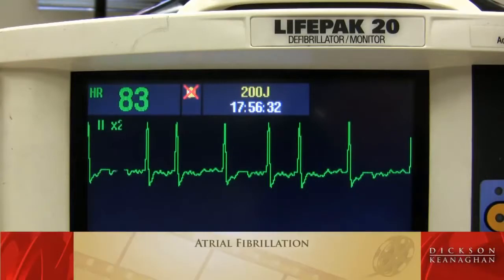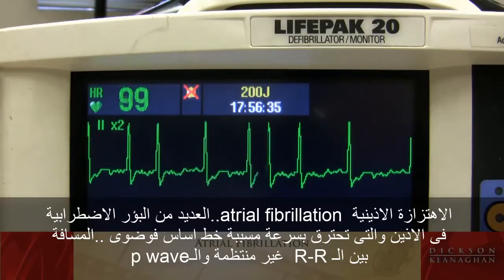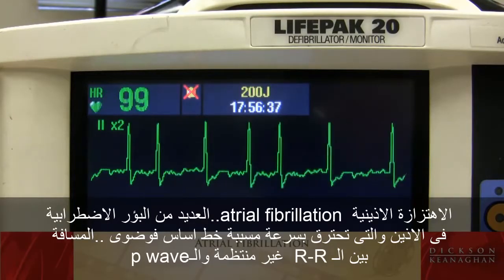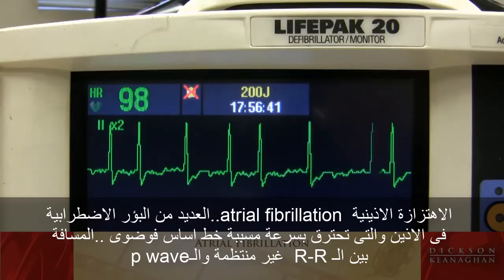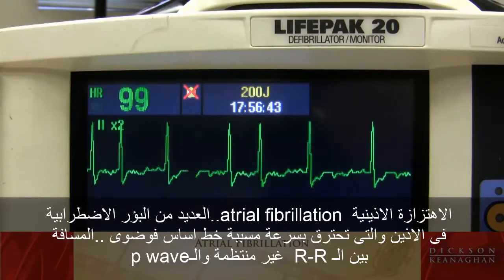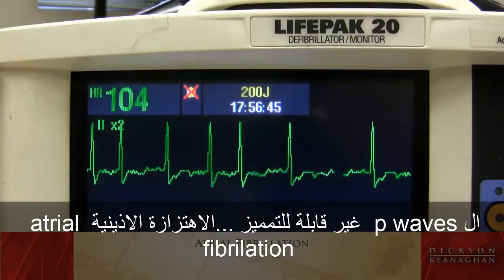Atrial fibrillation. Multiple irritable foci firing rapidly in the atrium, causing that very chaotic baseline. The R to Rs are never regular, and there are no discernible P waves. Atrial fibrillation.